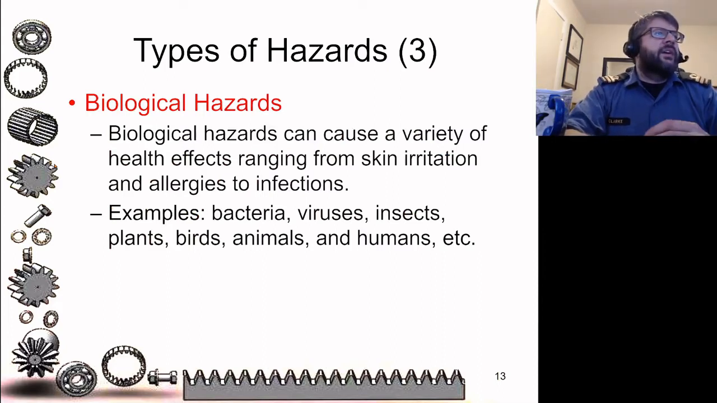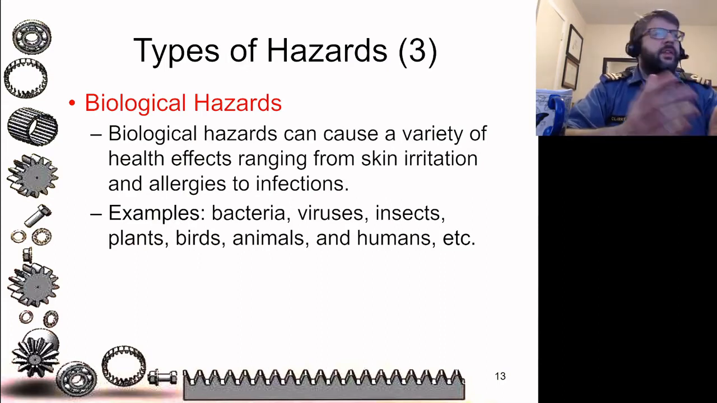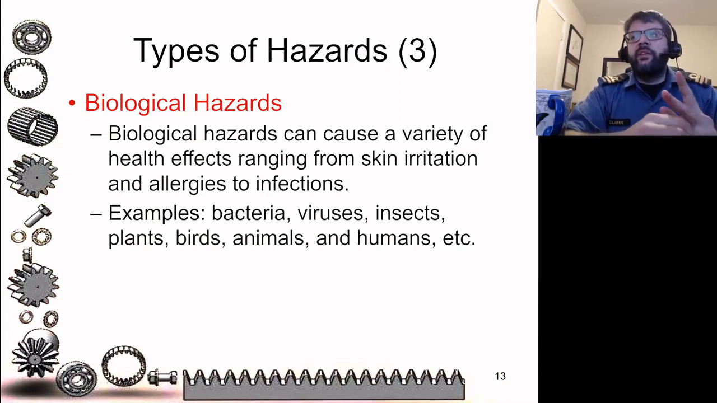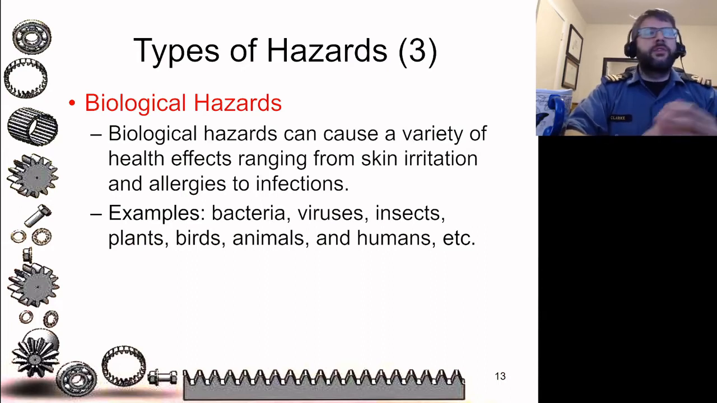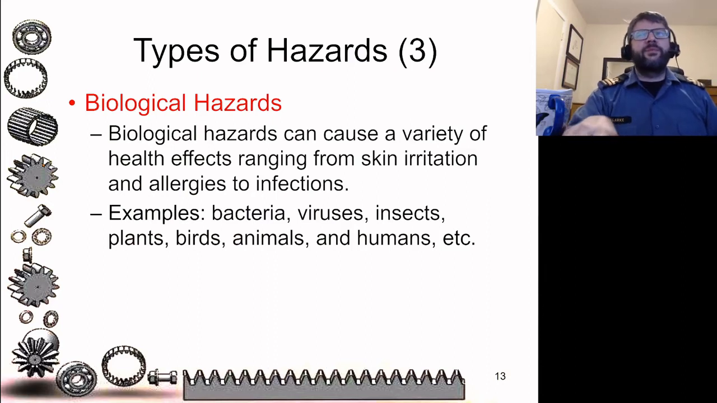Biological hazards are things that are causing a problem to you via something that's alive, basically. Bacteria, viruses, insects, plants, birds, animals, other humans. So you could get COVID-19. That would be a biological hazard, and I'm pretty sure we're all quite used to dealing with that particular subset of biological hazards at this point in time.